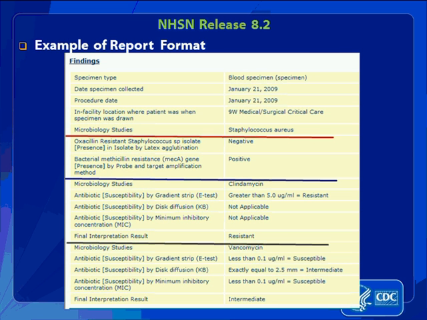And then the next one below, for vancomycin, shows an example where the E-test is susceptible, the Kirby-Bauer is intermediate, and the MIC is susceptible, and your final interpretation would be the most resistant value, so you would report an intermediate.